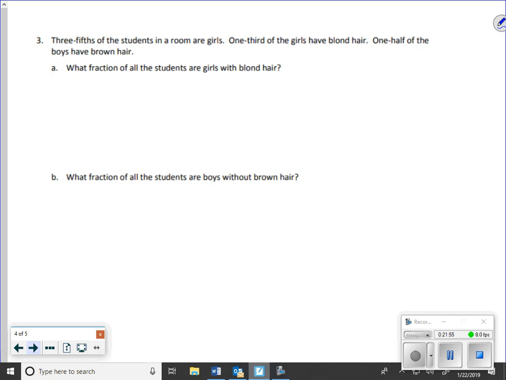3/5 of the students in a room are girls. This is a lot of information. 1/3 of the girls have blonde hair. 1/2 of the boys have brown hair. What about fractions? What fraction of all the students are girls with blonde hair? What fraction of all the students are boys without brown hair?